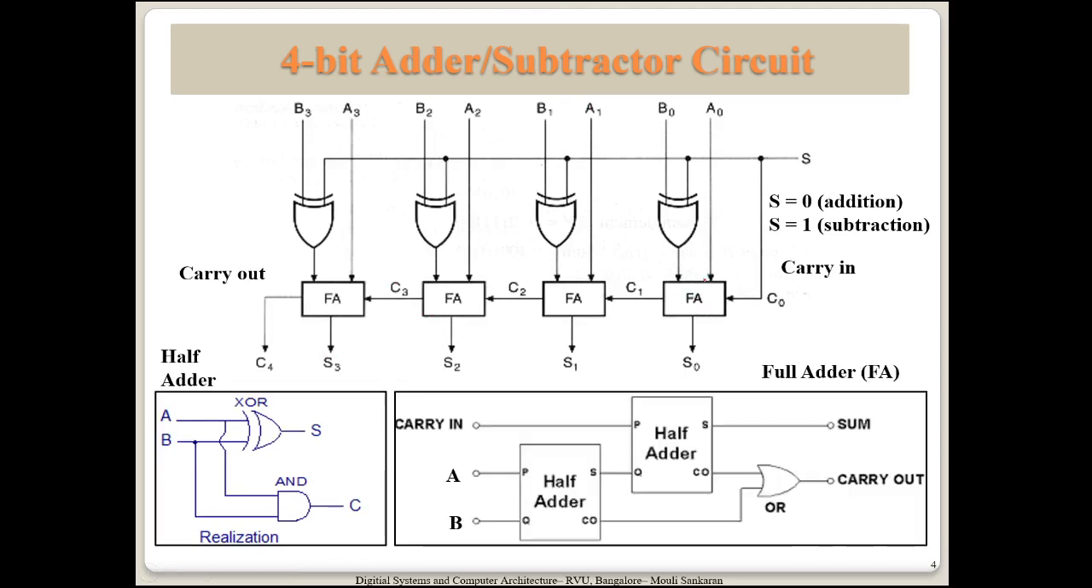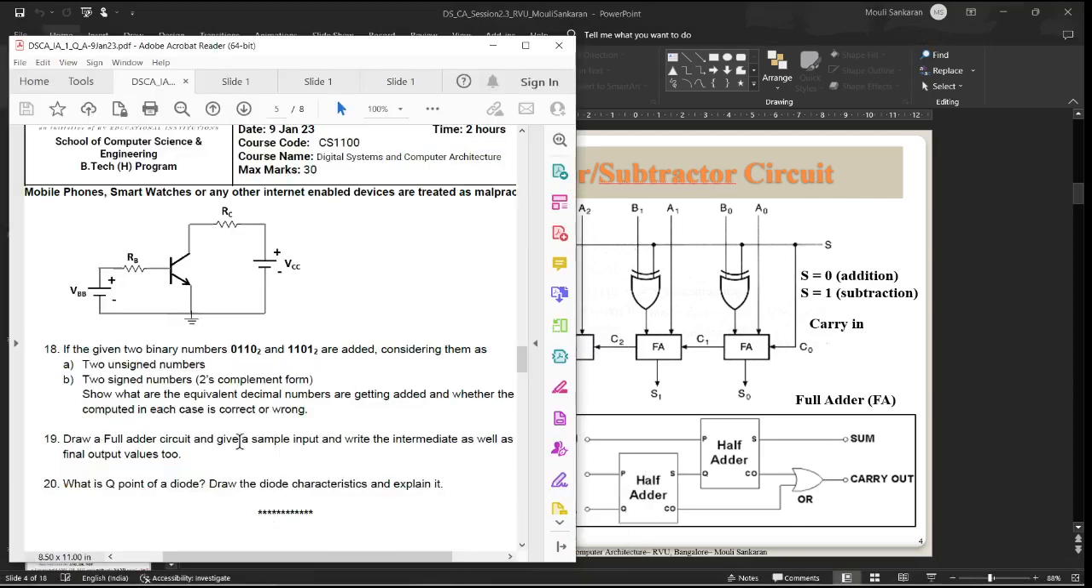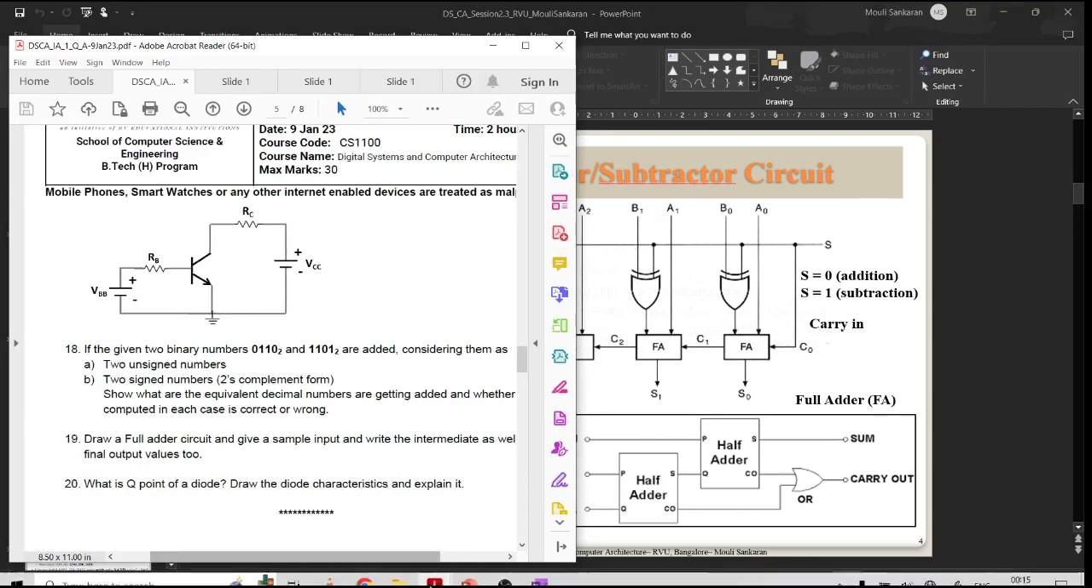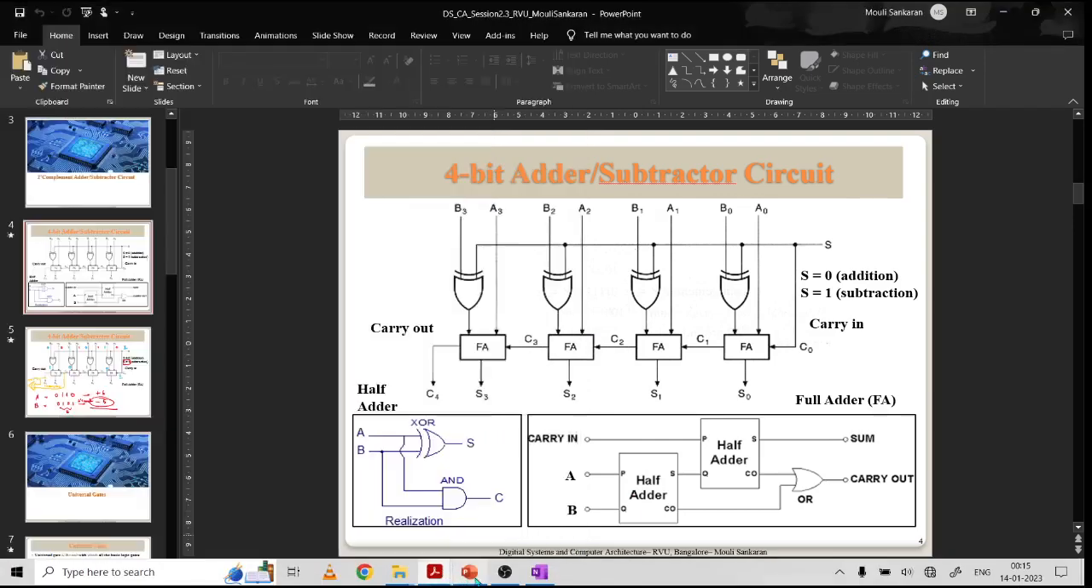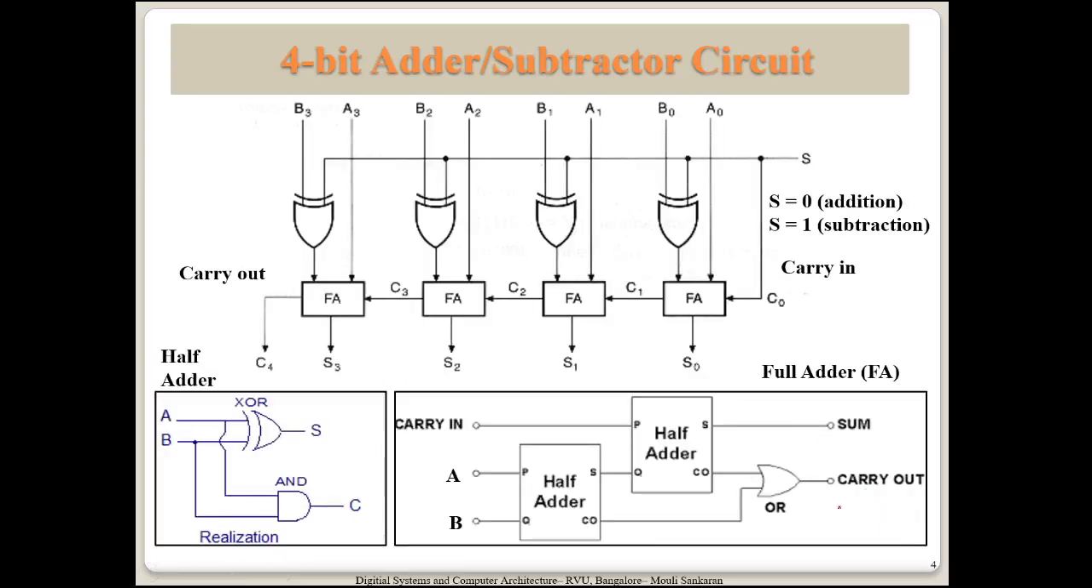The full adder is nothing but the circuit shown here, constructed using half adders, and the half adder circuit is given here. Now, what is really asked in the question? Let me look at the question. The question says, draw a full adder circuit and give a sample input and write the intermediate as well as the final output values. Now, you might have thought that I am expecting only this, because this is the question from the lab which you constructed.